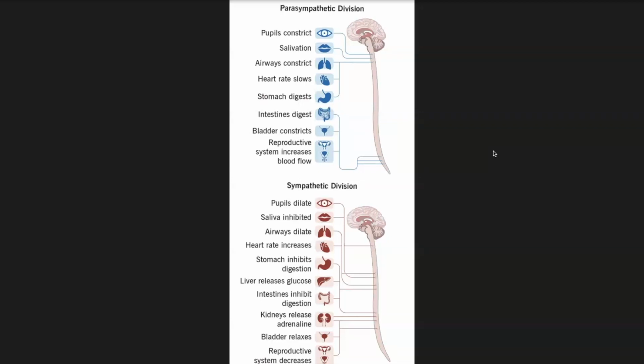We come back into digestion. The stomach and the intestines start to digest again, which they don't in the sympathetic. The bladder constricts, which is also very handy. We don't have to go to the toilet all the time. And obviously, it's a time to procreate when we're in a relaxed and safe state, when the system knows that we are in a relaxed and safe state.